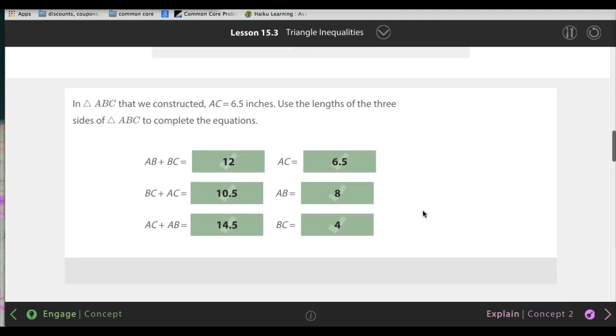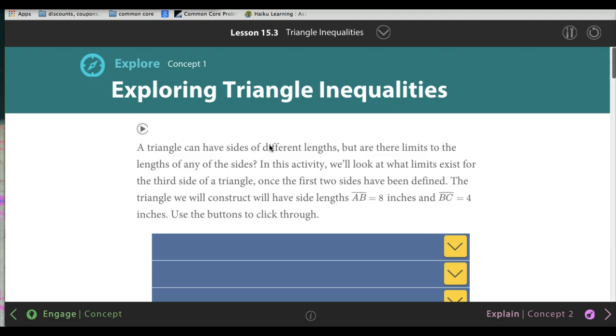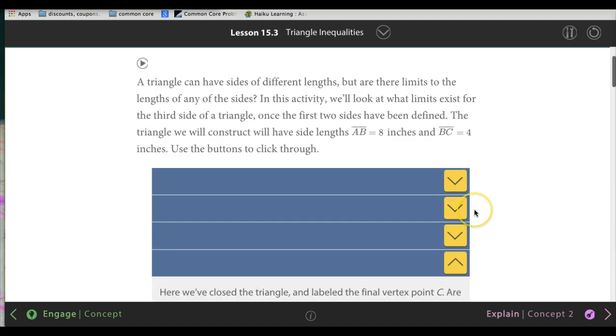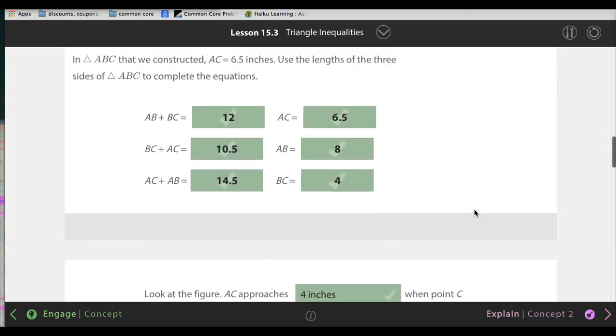Then it's going to tell you to do some exercises. As you can see, I already did it. When I first looked at this, I'm like, what the heck is this? But you have to remember, you have to look at the question from here. Segment AB is 8 inches and segment BC is 4 inches long. So I started off by writing all that down. AB is 8, BC is 4, and it says over here that AC is 6.5 inches.